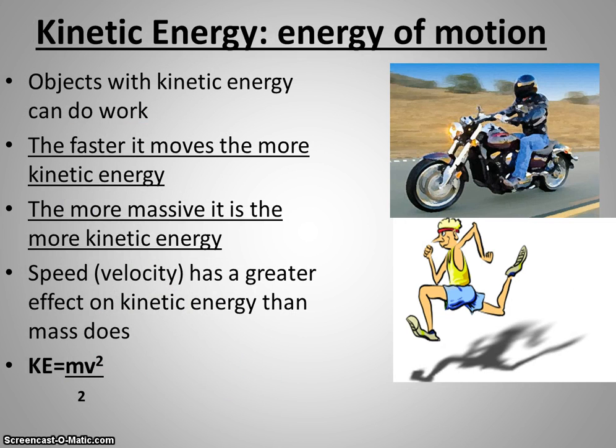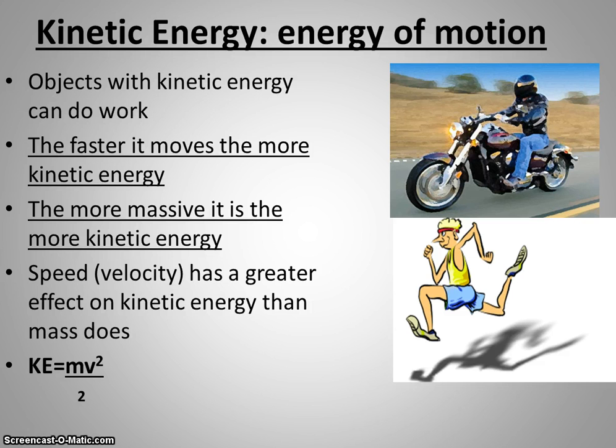Okay, so let's start talking about the kinds of energy. First, kinetic energy. Kinetic energy is the energy of motion. When things are moving, those things are said to have kinetic energy. Kinetic energy is based on the mass of an object, and it is based on the velocity of an object. So, the bigger or more massive an object is, the more kinetic energy it will have. The faster it's moving, obviously, the more kinetic energy it has.